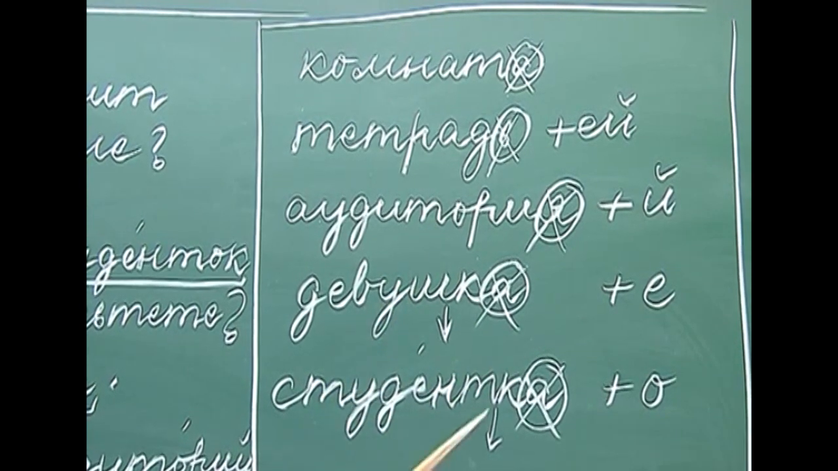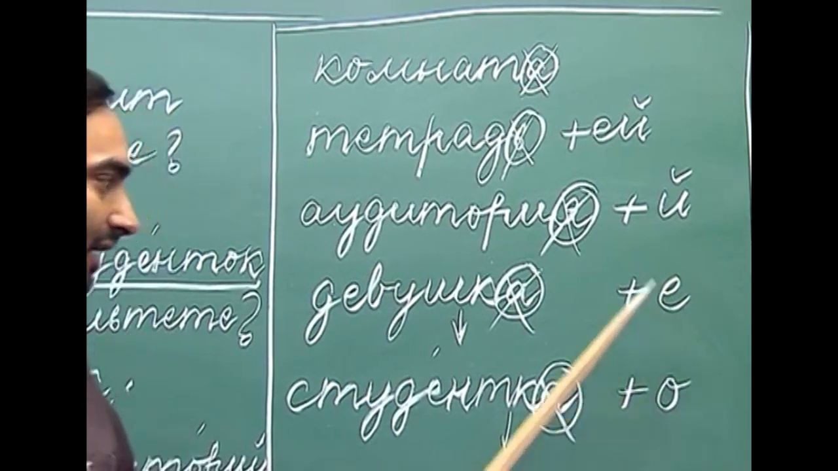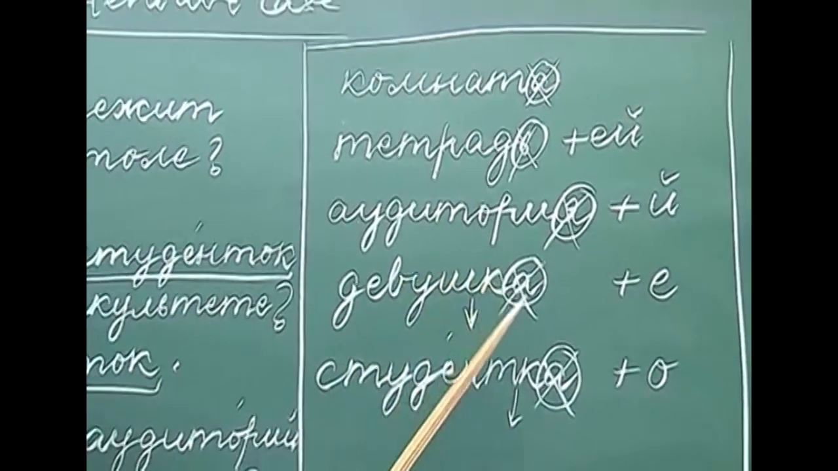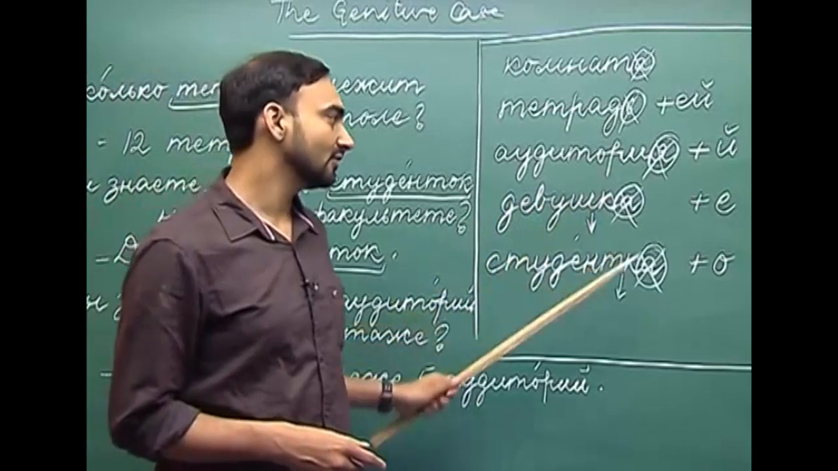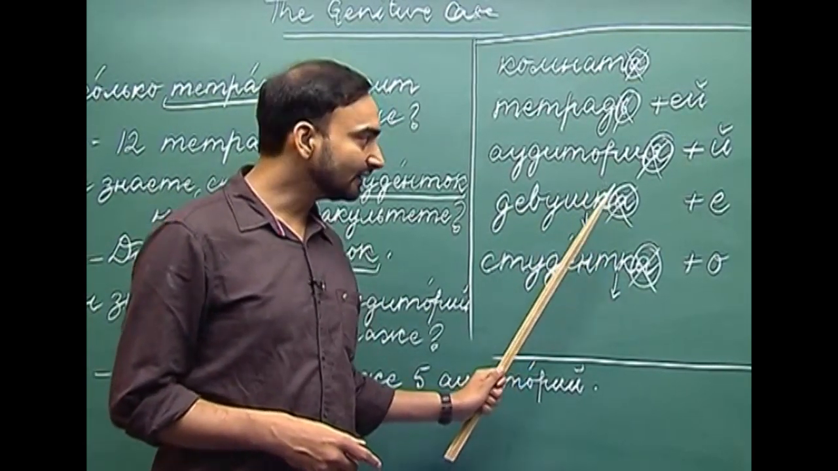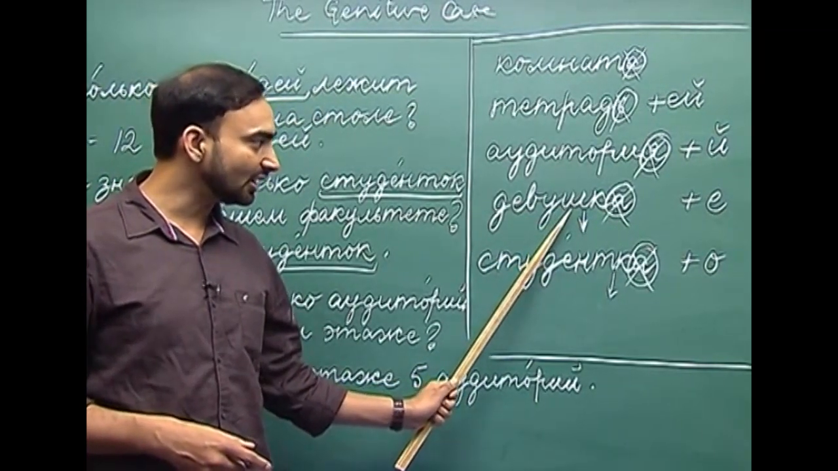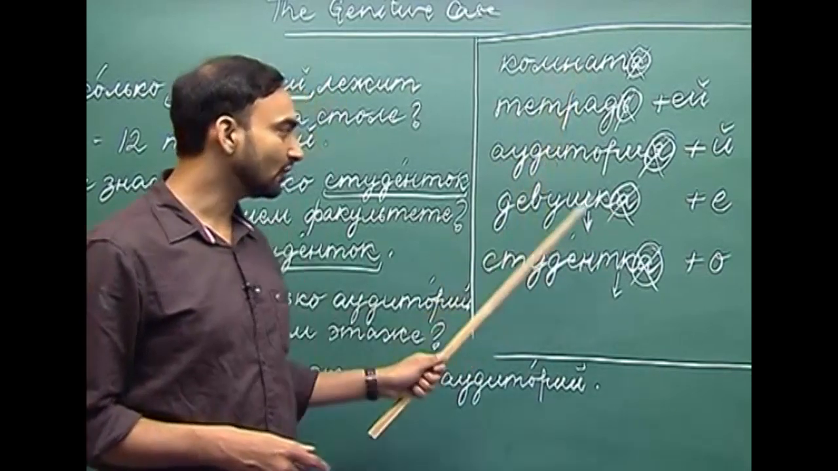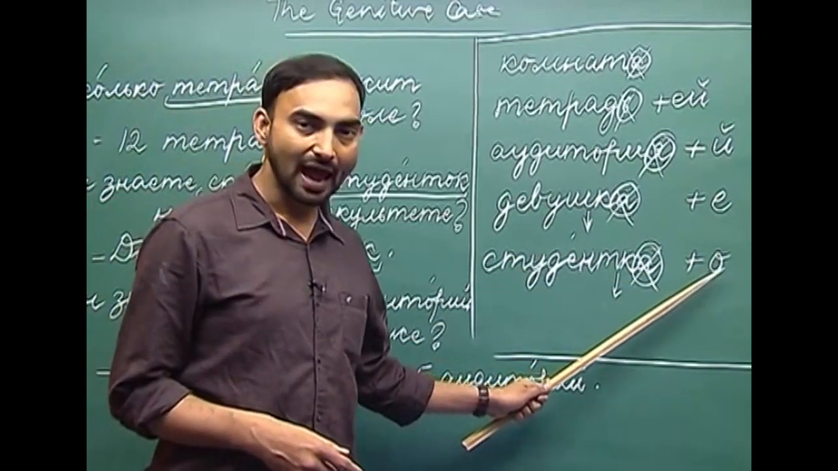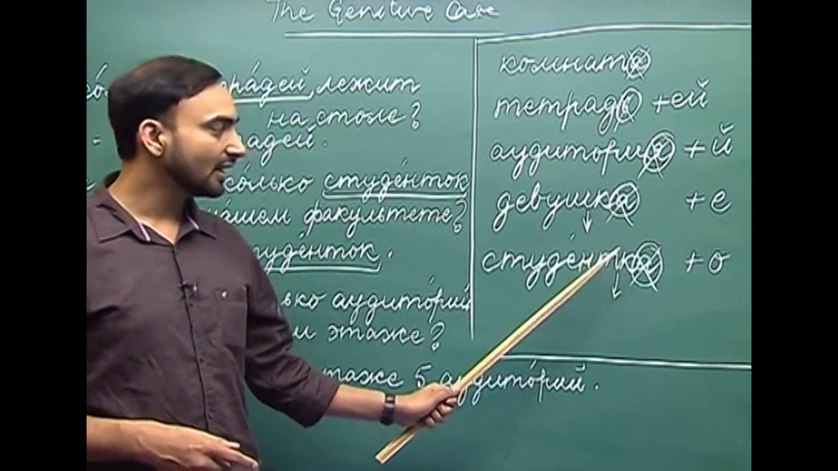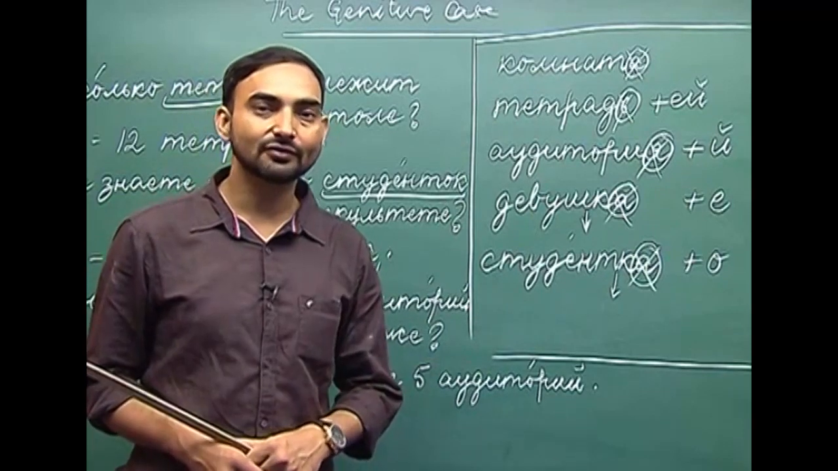So whenever we get a cluster of consonants at the end after dropping the ending, we add ye or o between the last and the penultimate consonant to get its genitive plural. So here in jevushka, we drop the ending first and then we add ye between the last, which is k, and the penultimate consonant, which is sh, to get its genitive plural form. So what do we get? Jevushek. Similarly, here we will add o between the last, which is k, and the penultimate consonant, which is t. So studentka, genitive plural will be studentak.